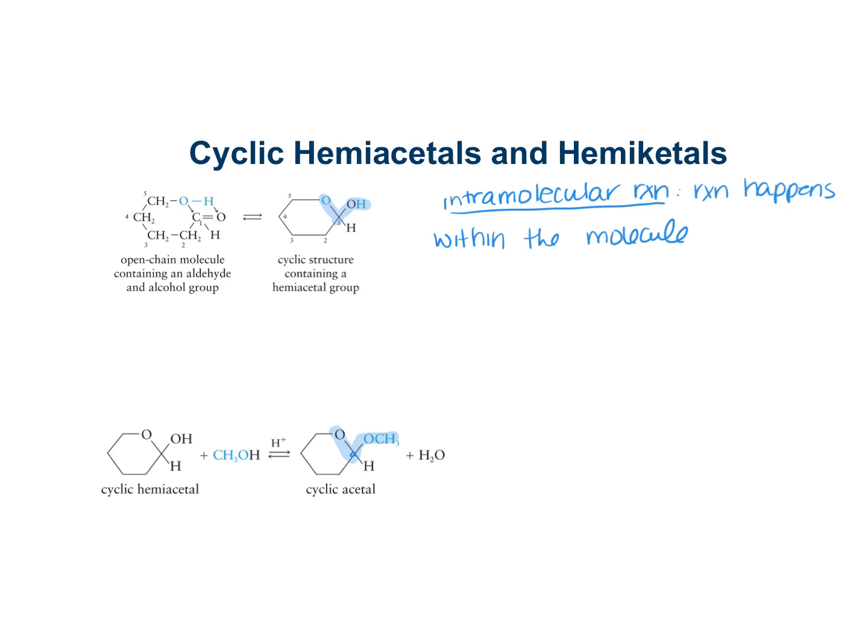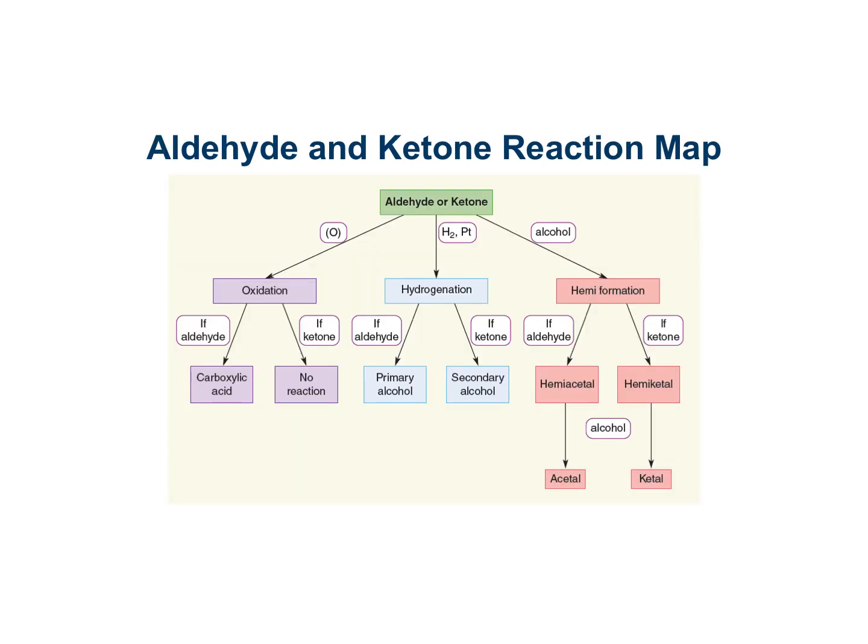Now, in another kind of map that we have, previously we've talked about reaction maps that are really helpful. We now can add to our reaction maps. We have aldehyde or ketone here. They can go through oxidation reactions, and if it's an aldehyde, it forms a carboxylic acid. If it's a ketone, there's no reaction. If it undergoes hydrogenation, it can form a primary alcohol or a secondary alcohol. If it's a ketone, secondary; primary if it's an aldehyde. If you have an aldehyde or ketone that reacts with an alcohol, it can form a hemiacetal or a hemiketal and then react again to form an acetal and a ketal. So that's a really great summary of the things that we have learned.